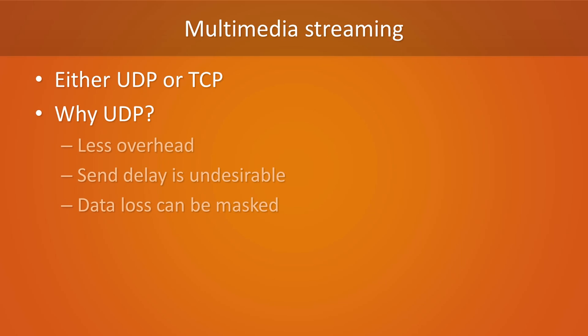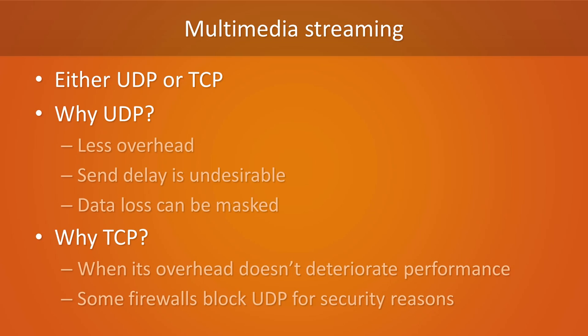With multimedia streaming, things are a little more ambiguous. It could either be UDP or TCP. Traditionally, people have chosen UDP because it has less overhead, it doesn't do that congestion control thing that introduces latency, and we can compensate for a certain percentage of lost packets. More recently, people have started to use TCP for multimedia streaming. If the bandwidth is there, you might as well enjoy the benefits that TCP brings. Also, some firewalls block UDP altogether for security reasons, and then you're forced to use TCP.